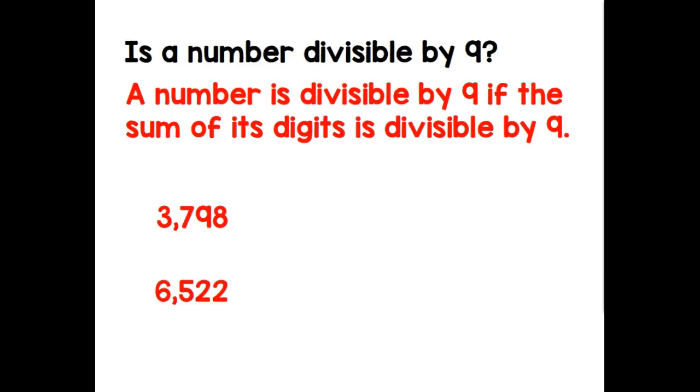The rule for 9 works just like the rule for 3. A number is divisible by 9 if the sum of its digits is divisible by 9. So we're going to do it the exact same way we did the 3. So if we take 3 plus 7 plus 9 plus 8, 3 plus 7 is 10, plus 9 is 19, plus 8 is 27. Can I divide 27 by 9? Yeah, 3 times 9 is 27. So that works. This is divisible by 9.